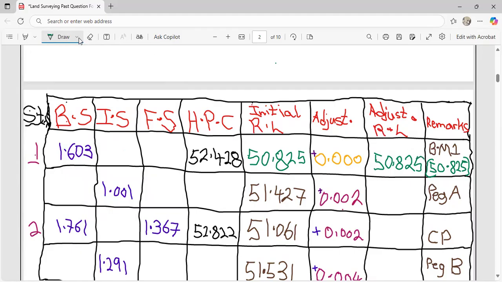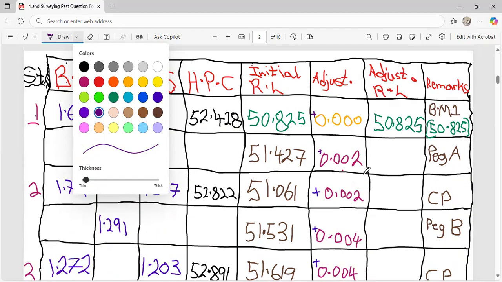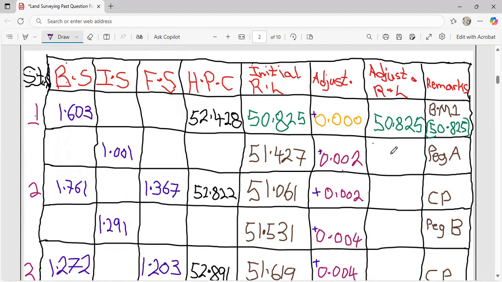Good. And also, in filling in the rest of the table, let's all do that together. 51.427 plus 0.002. What are you going to get? You realize that we are going to get 51.429. Okay, so let's all write that together.